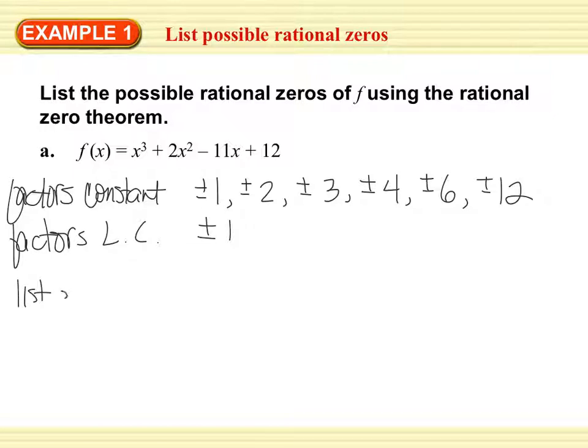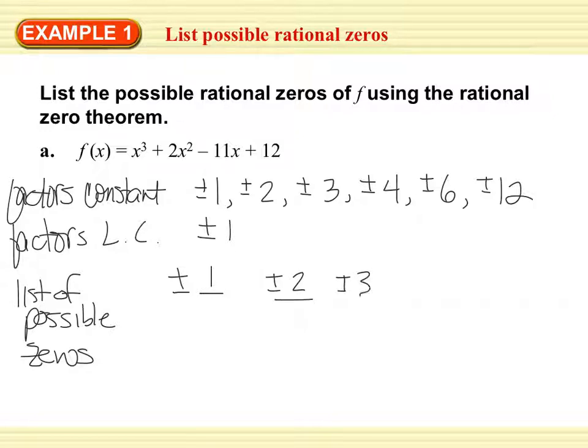So our list of possible zeros is every combination of what you see. I can do all of these, so that's the constant over 1. So those are all my possible rational zeros.